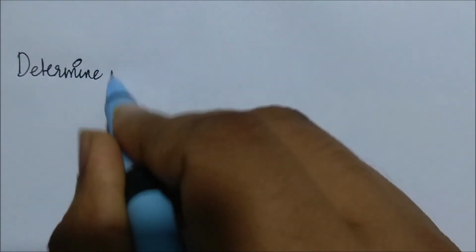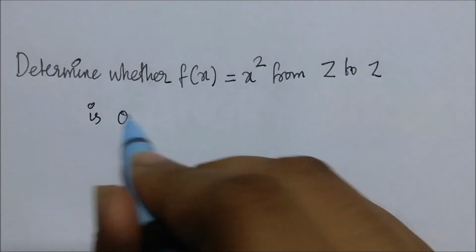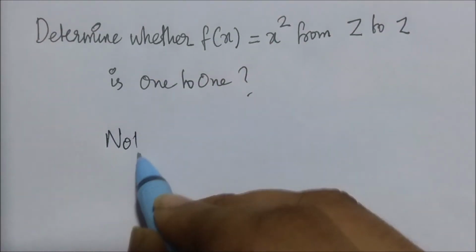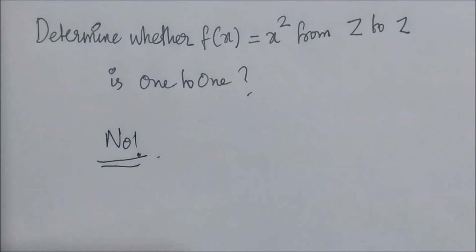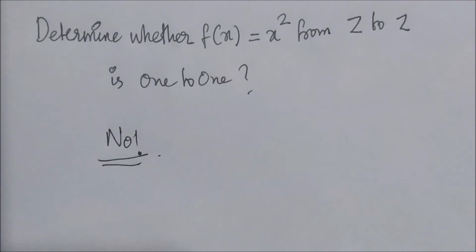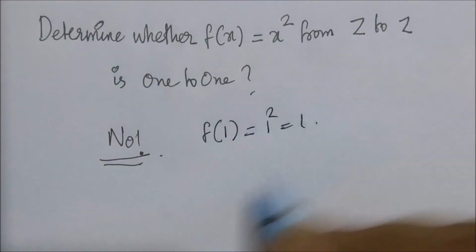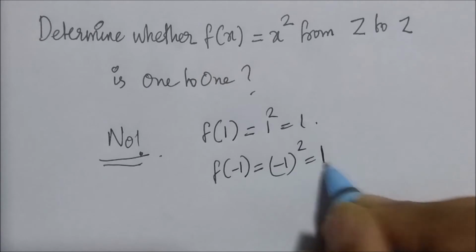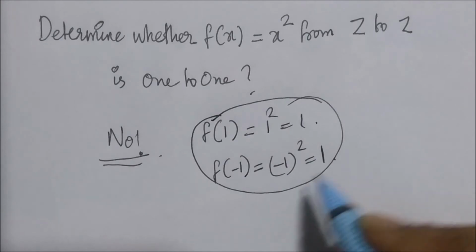Now the question asks to determine whether the function f of x equal to x square from the set of integers to set of integers is a one-to-one function. So the answer is no. It is not a one-to-one function. f of x equal to x square, where f is from set of integers to set of integers, is not a one-to-one function, because we will show the reason here. Now f of 1 is equal to 1 square equal to 1. And if you take f of minus 1, f of minus 1 equal to minus 1 whole square, it is also 1. f of 1 equal to f of minus 1 equal to 1. But it is not the case that 1 is equal to minus 1.